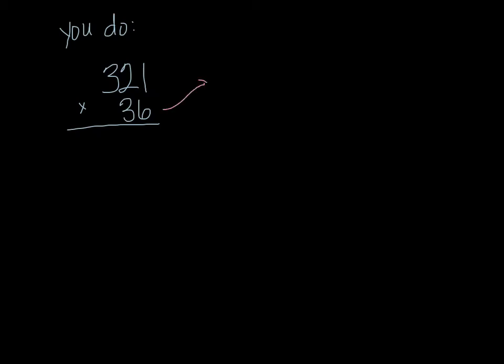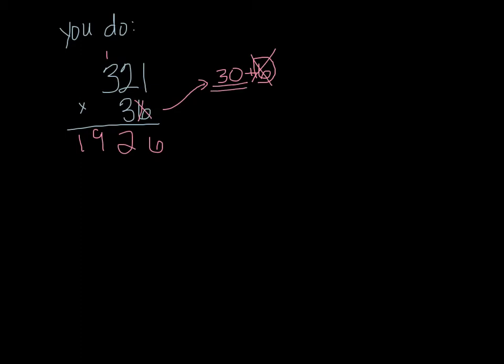I'm going to break this 36 into 30 plus 6. 30 plus 6 equals 36. And I'm going to go ahead and multiply just the 6 first. 6 times 1 is 6. 6 times 2 is 12. 6 times 3 is 18, plus that 1 carryover is 19. The 6 is done.